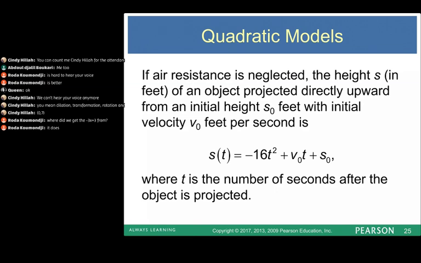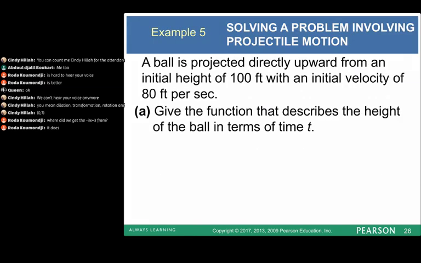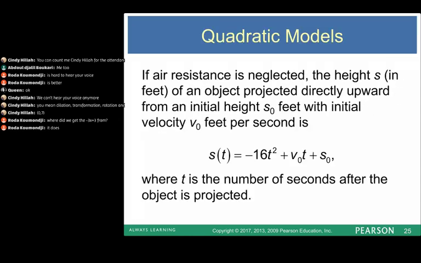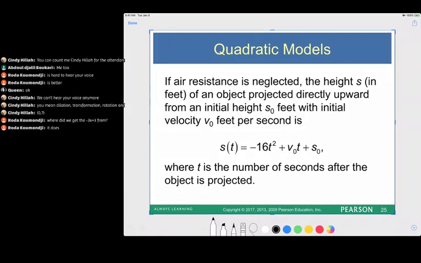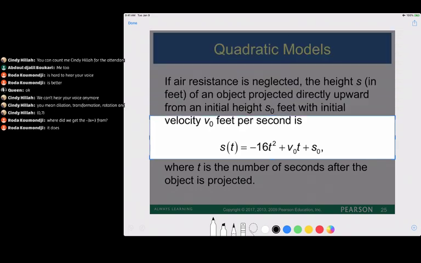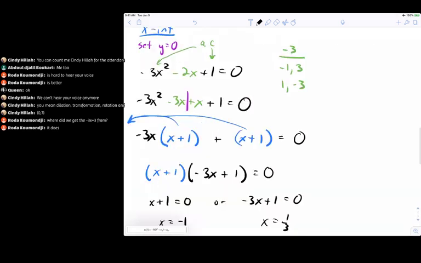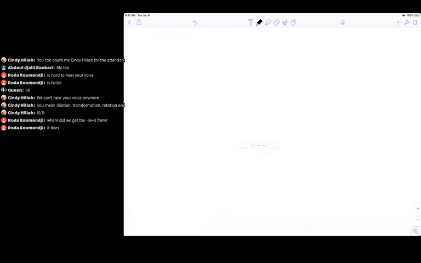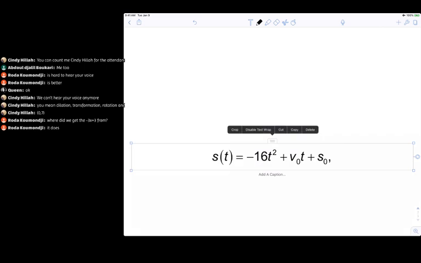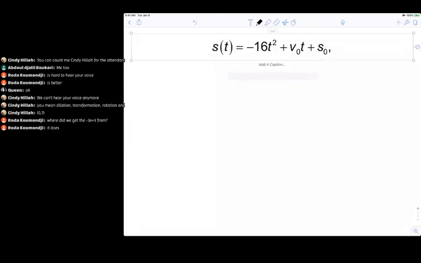So let's see an application. We have that a ball is projected directly upward from an initial height of 100 feet with an initial velocity of this. Give the function that describes the height of the ball in terms of the time t. So we actually need a copy of this. I'm going to get a copy of this. Actually, I just really need the formula. And I'm going to drop that right here, just like that. And then I'm also going to go get a copy of the question.